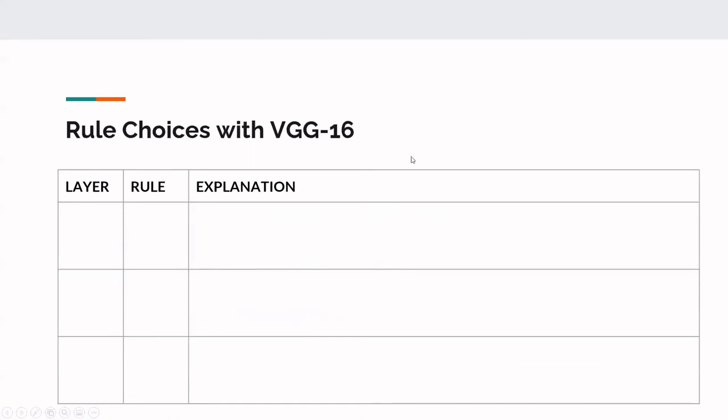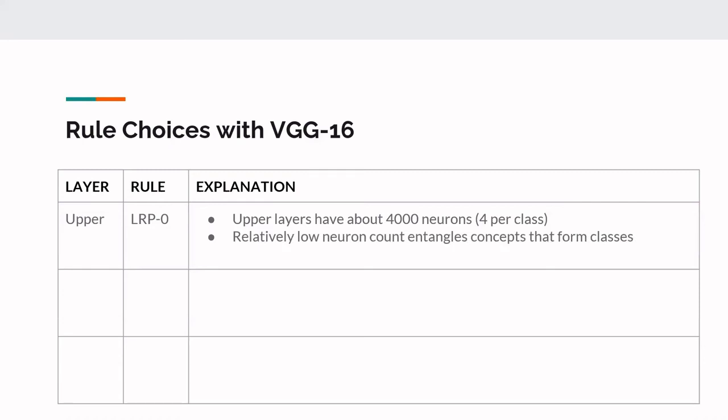So now we're going to look at the rule choices that they have for each layer and why they assigned each layer the rule that it was given for VGG16. So again, starting with our upper layers, we have LRP0. And these upper dense layers only have about 4,000 neurons, which is 4 per class. And it's relatively less than the other layers in the model. And because of this, there's a lot of entanglement for concepts that the model is trying to assign to the classes that it's assigning to the input image.